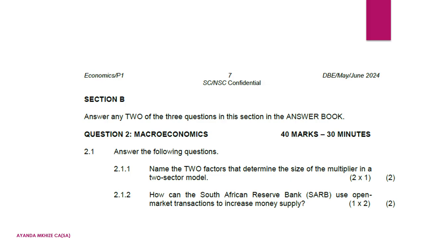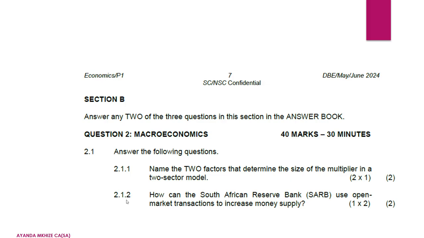So now you understand what the two-sector model is. The two-sector model is households and firms, and then also what determines the multiplier: the marginal propensity to consume and the marginal propensity to save, right? So this should be your response. However, we're still going to look at the solution and see if we were correct by saying it is MPC and MPS. Each of the names will earn 1 mark because it's 2 times 1, and then you get 2 marks. By simply saying MPC and MPS, you would have earned 2 marks.